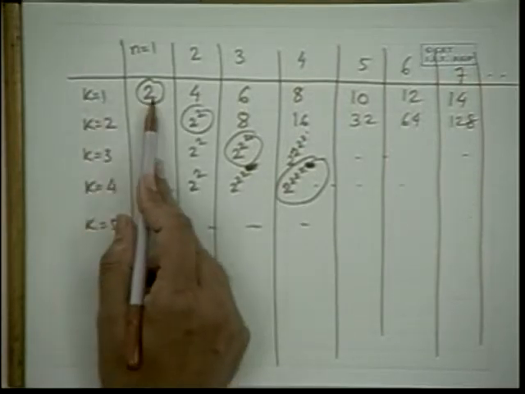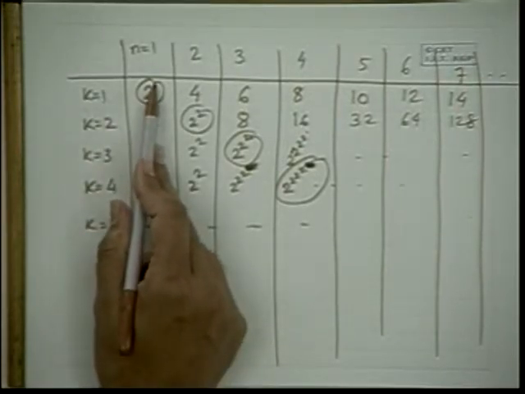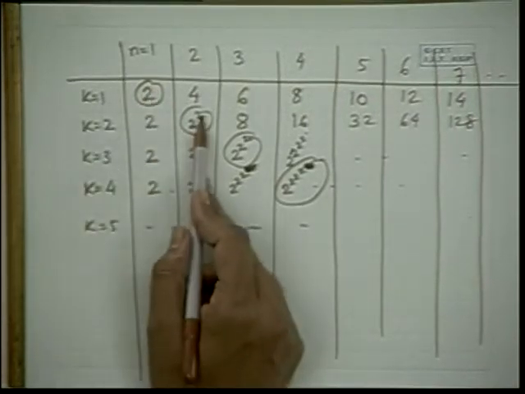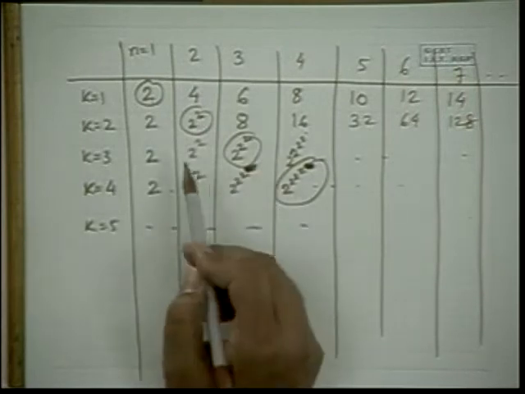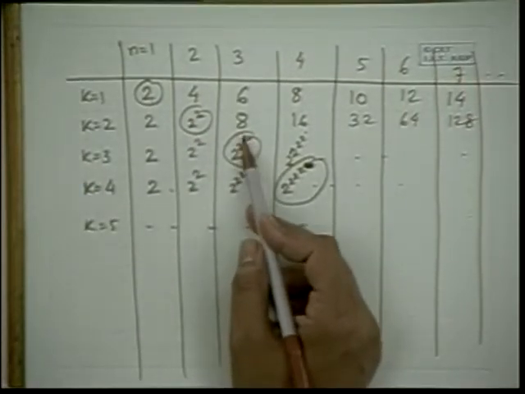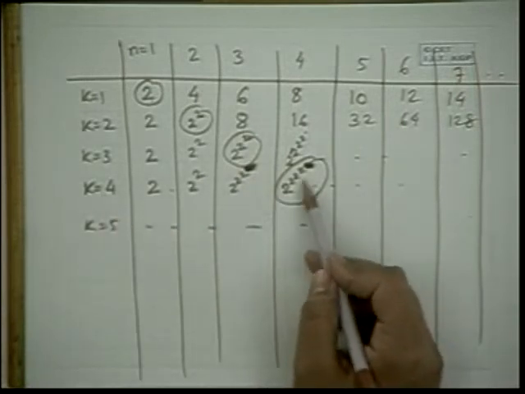When k is equal to 1, this is 2 to the power 0, 2 to the power 1. K is equal to 2, it is 2 to the power 2. Only one 2. This is called tower of 2. K is equal to 3, there are tower of 3 2's. K is equal to 4, there are tower of 4 2's.